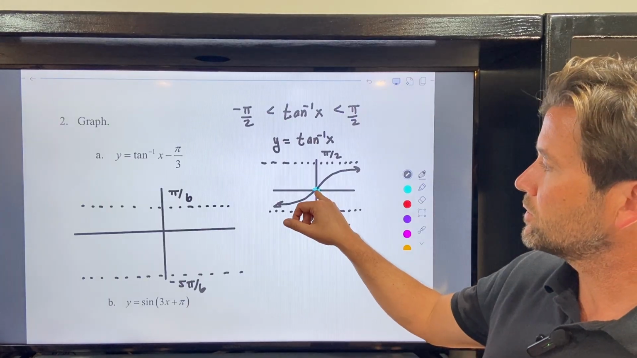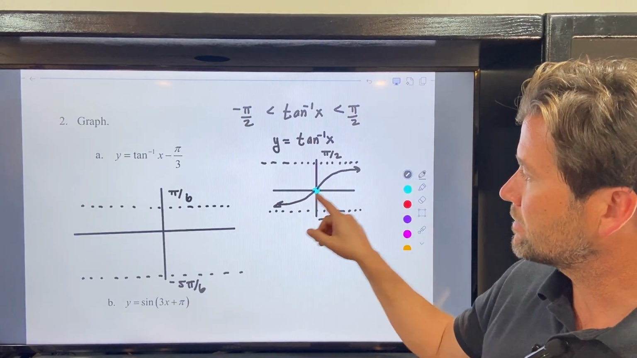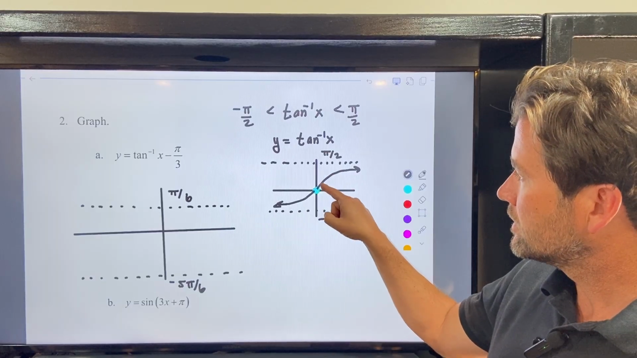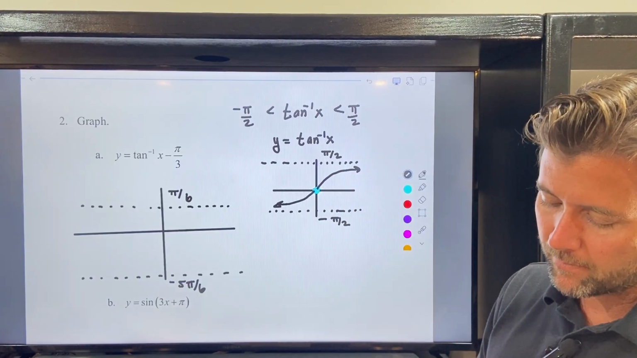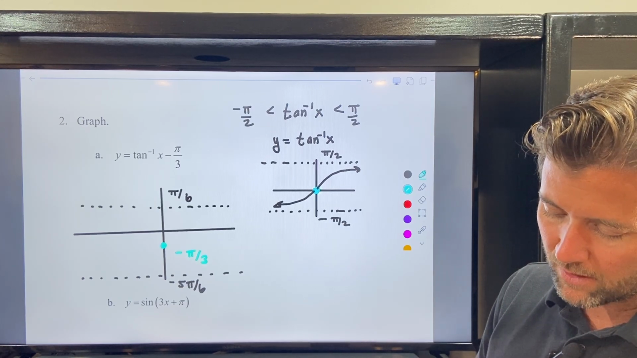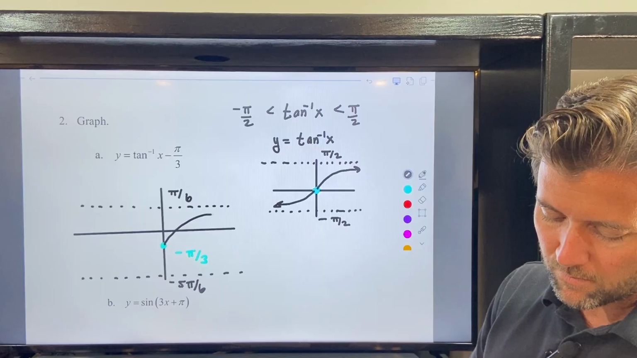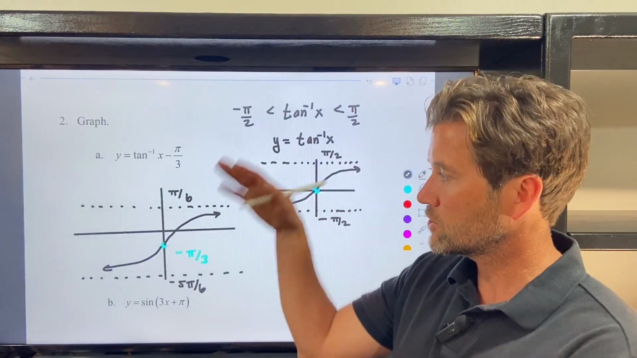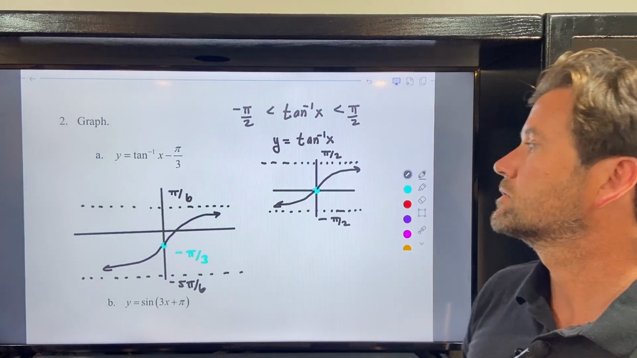Now see this blue point at the origin? Every point got shifted, but I'm going to focus on that point right now. Every point, including this point right here in blue, is going down pi over 3. So that's where our y-intercept is going to be, at negative pi over 3. And I'm going to sketch the curve. It's going to look like the parent function, but everything got shifted down pi over 3 units.